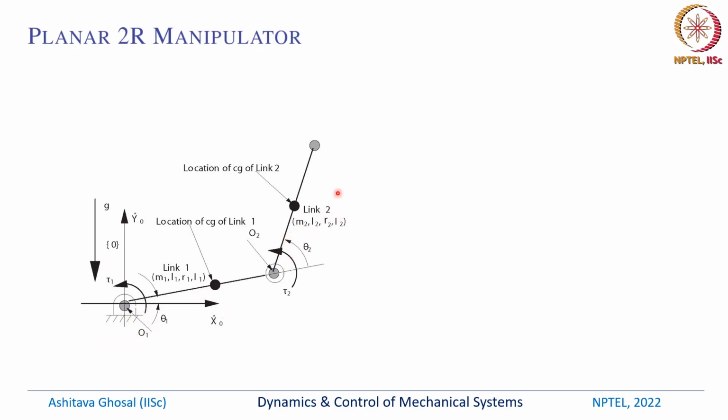The second link is link 2. It can be represented by a mass m2, the length L2. The location of the CG is at a distance R2 from this origin, and the moment of inertia about the z-axis for this link is I2. The first link can rotate about the z-axis by θ1. The second link has a relative rotation angle θ2.